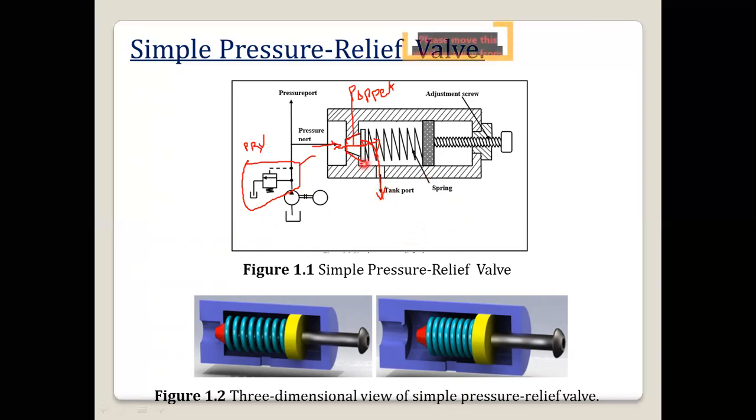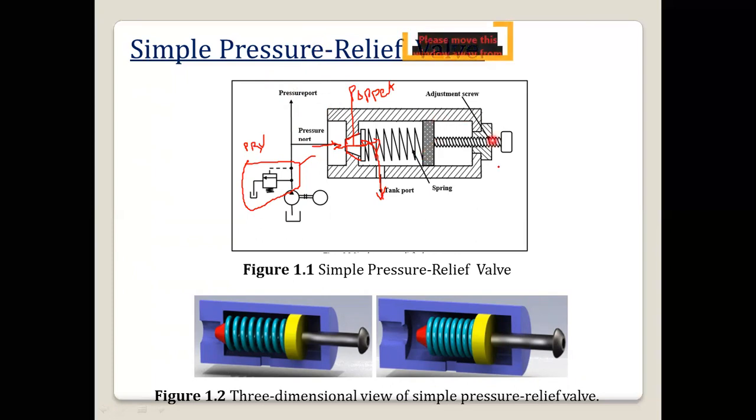Suppose the operating pressure range is around 100 bar, and I set this setting to 100 bar. If 100 bar is reached, the poppet will move to the right side. Suppose the pressure setting is 100 bar and the operating pressure here is 80 bar. Then that 80 bar will go to the further DCV, then from the DCV to the actuator.